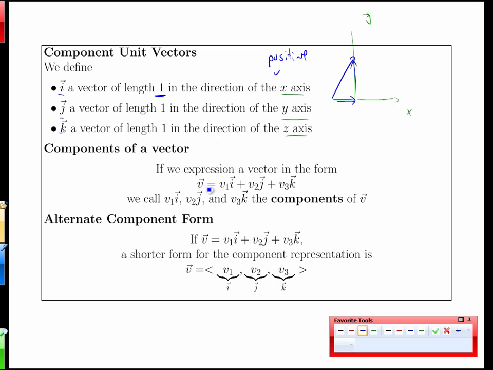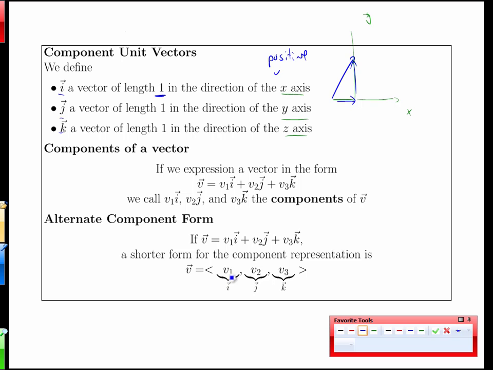The idea behind that is if we think of our vector here, I can write it as some amount in the x direction and some amount in the y direction, which would be some multiple of the i vector and some multiple of the j vector added together head to tail to generate the vector that we want. That's one typical way to write it.